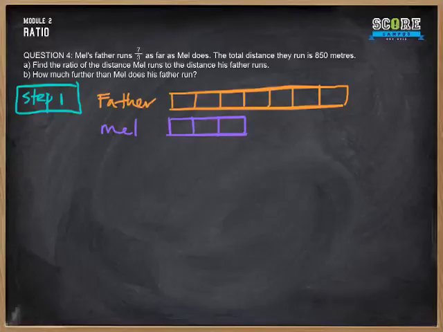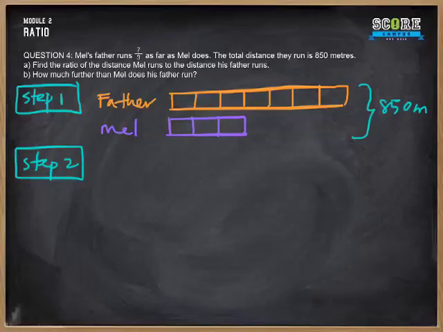Okay, now based on this information, what information has been given? The total distance covered is 850 meters, right? So now let's answer part A first. And that is going to be real easy because the model is right there for us to follow. What is the ratio? Mel is to father. So Mel is to father is 3:7. And that's your answer for part A of the question.